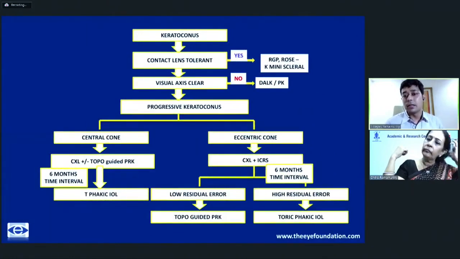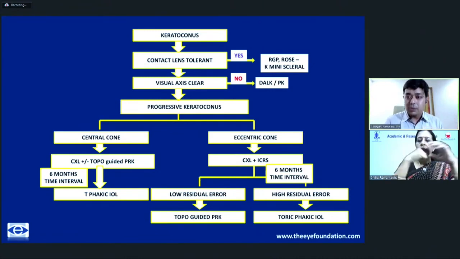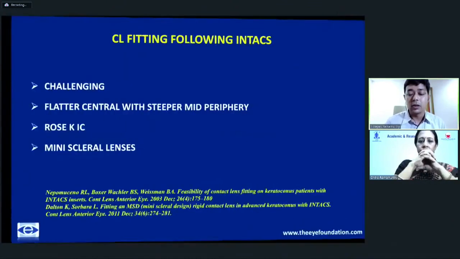So where does INTACs come in today's options? Generally, in a centered cone, if there is sufficient thickness, we go ahead with a topo-guided PRK and improve the quality of vision. And if there is a significant residual error, we could either give glasses, contact lenses, or a phakic IOL. But if it's an eccentric cone, the topo-guided PRK procedures are not as effective. So in those cases is where INTACs becomes very useful, as well as in post-LASIK ectasia, where very often it is an eccentric cone. And in those cases, you could implant intracorneal ring segments.